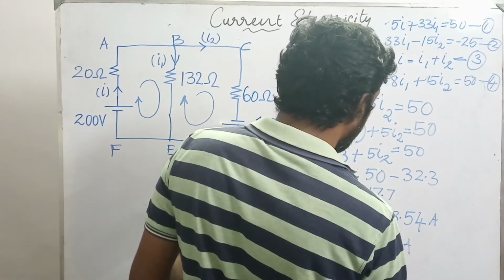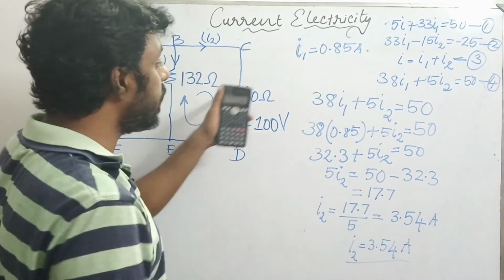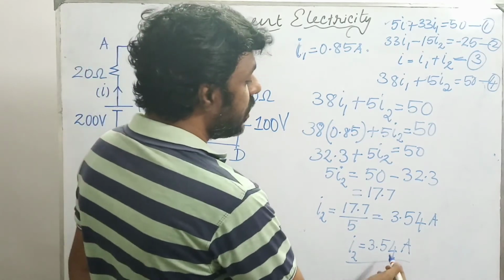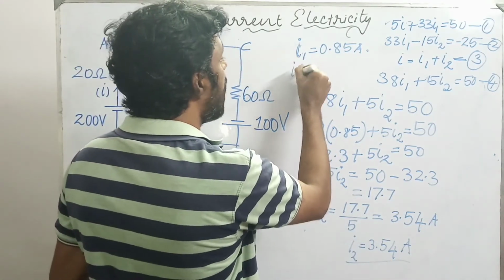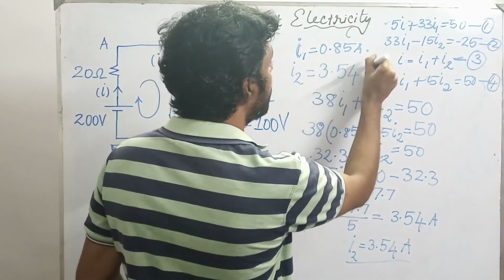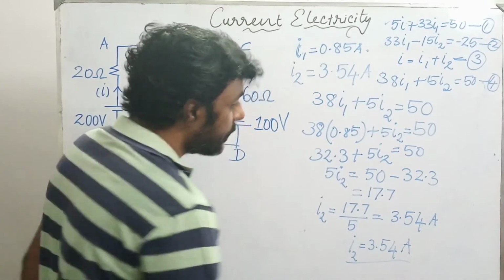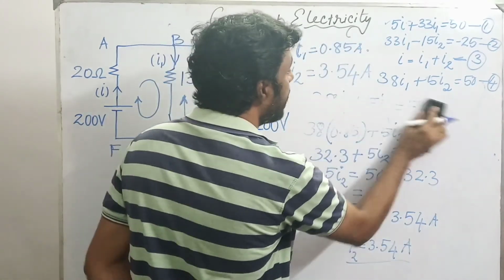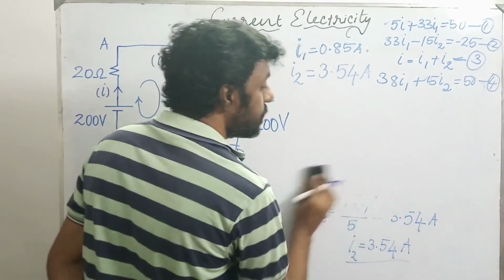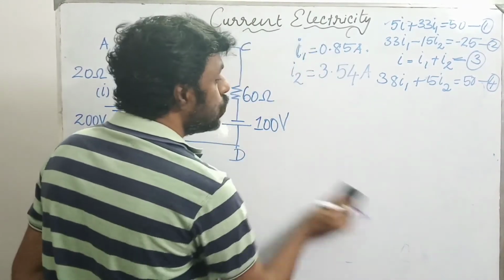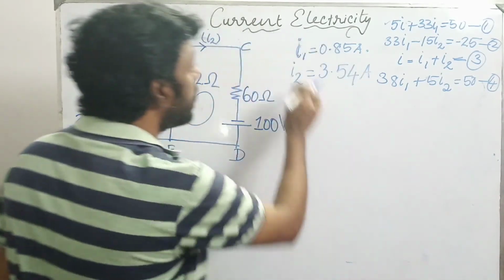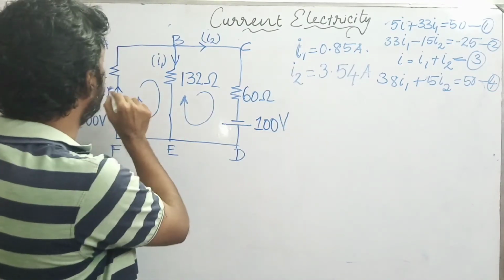So this is the value of the current I2, the current that flows inside the 60 ohm resistor. The value of I2 we have obtained is 3.54 amperes. Again, I am going to erase this calculation part, because we have already found the value of I2. So currently we have two values of current, I1 and I2, and we need to calculate this I.